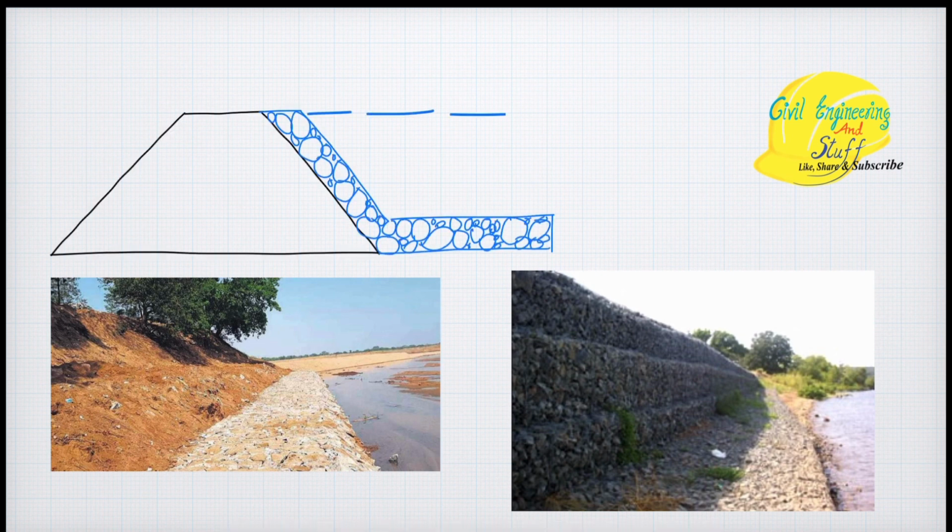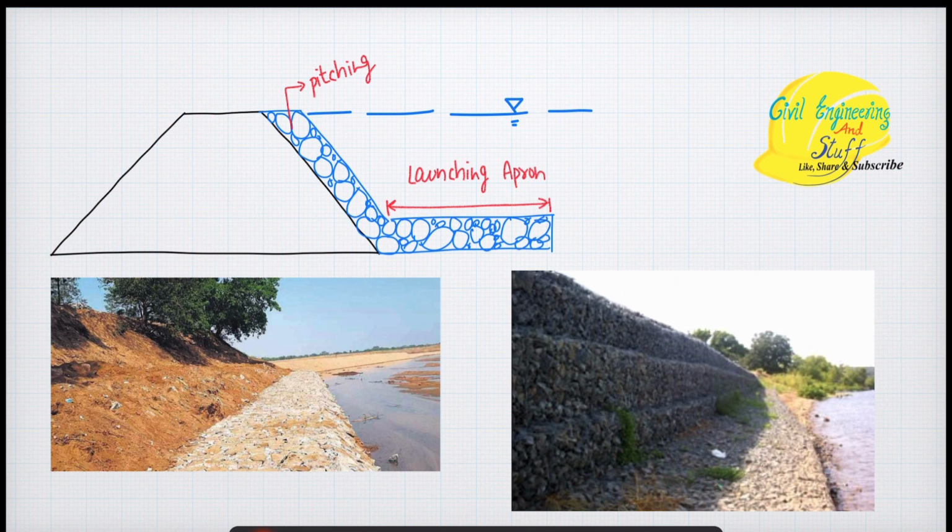So it looks something like this. This is your conventional pitching, and then this is your launching apron, right at the toe of the river, so that this part of the toe of the bank of the river is also protected. Now, see what will happen if we are not constructing the launching apron. Though we have pitched the side slope, the erosion will take place from the toe of the river. Here also, the erosion or scouring is taking place.